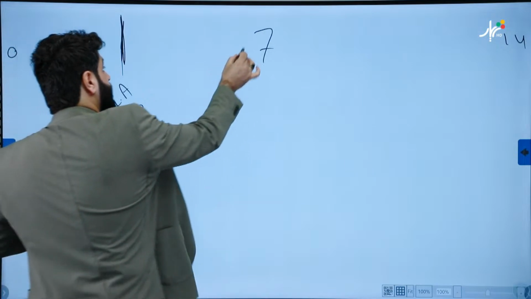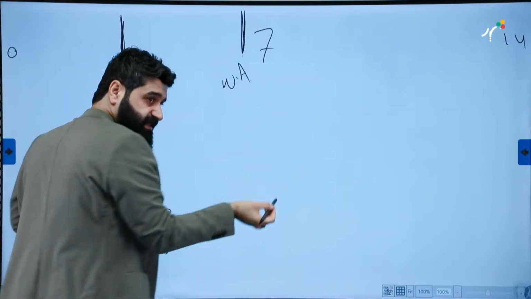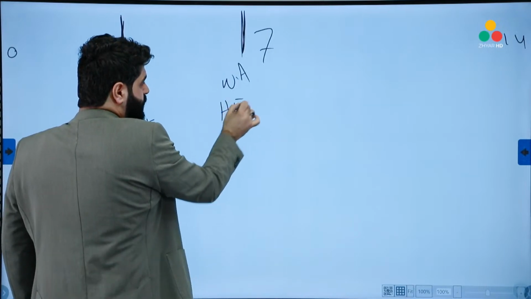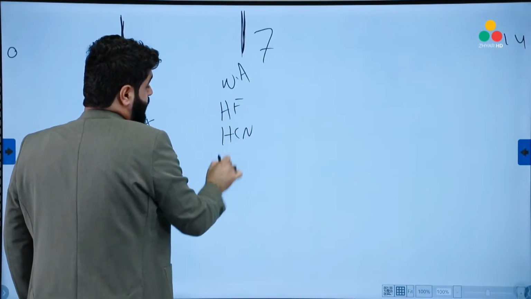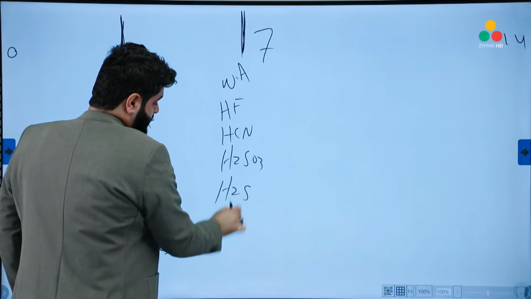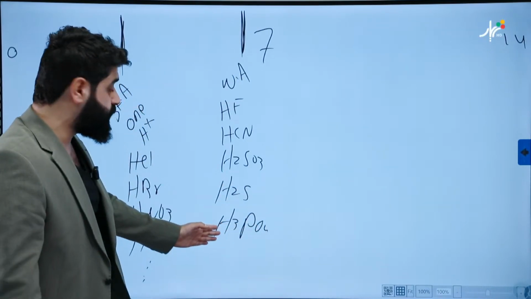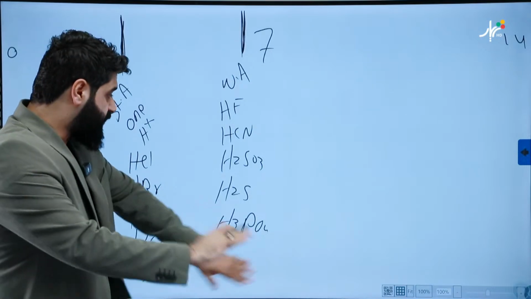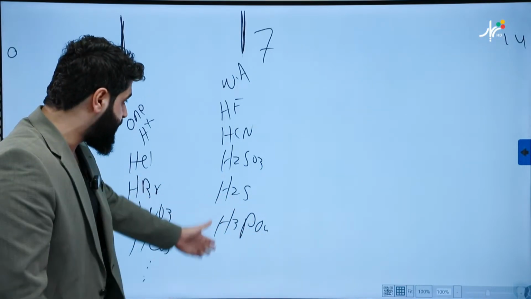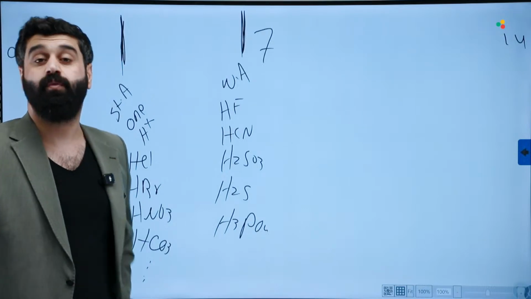How about here? Here, weak acids. Give me some examples: HF, HCN, H2SO3, H2S, H3PO4. As I said, there's no relation between the acidity and the number of hydrogens. This one ionizes partially, so it must be a weak acid.